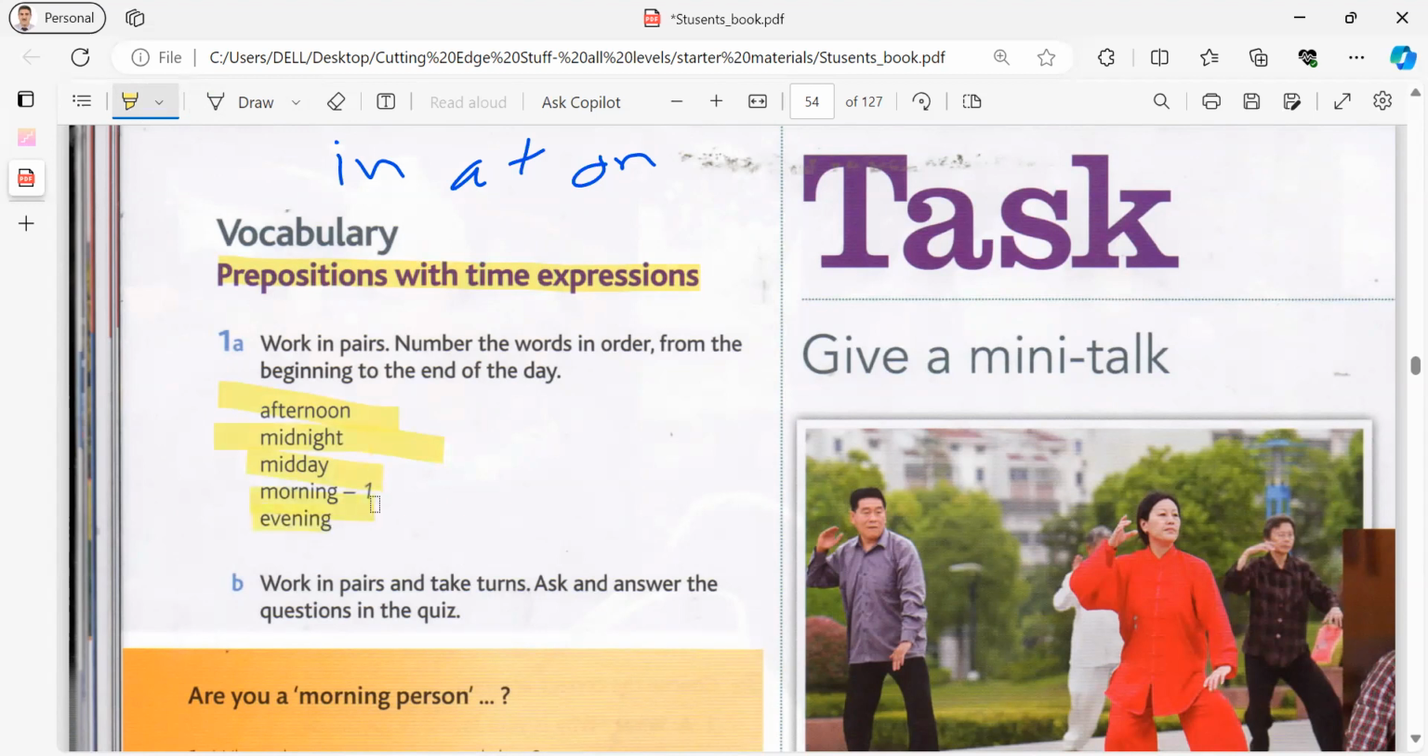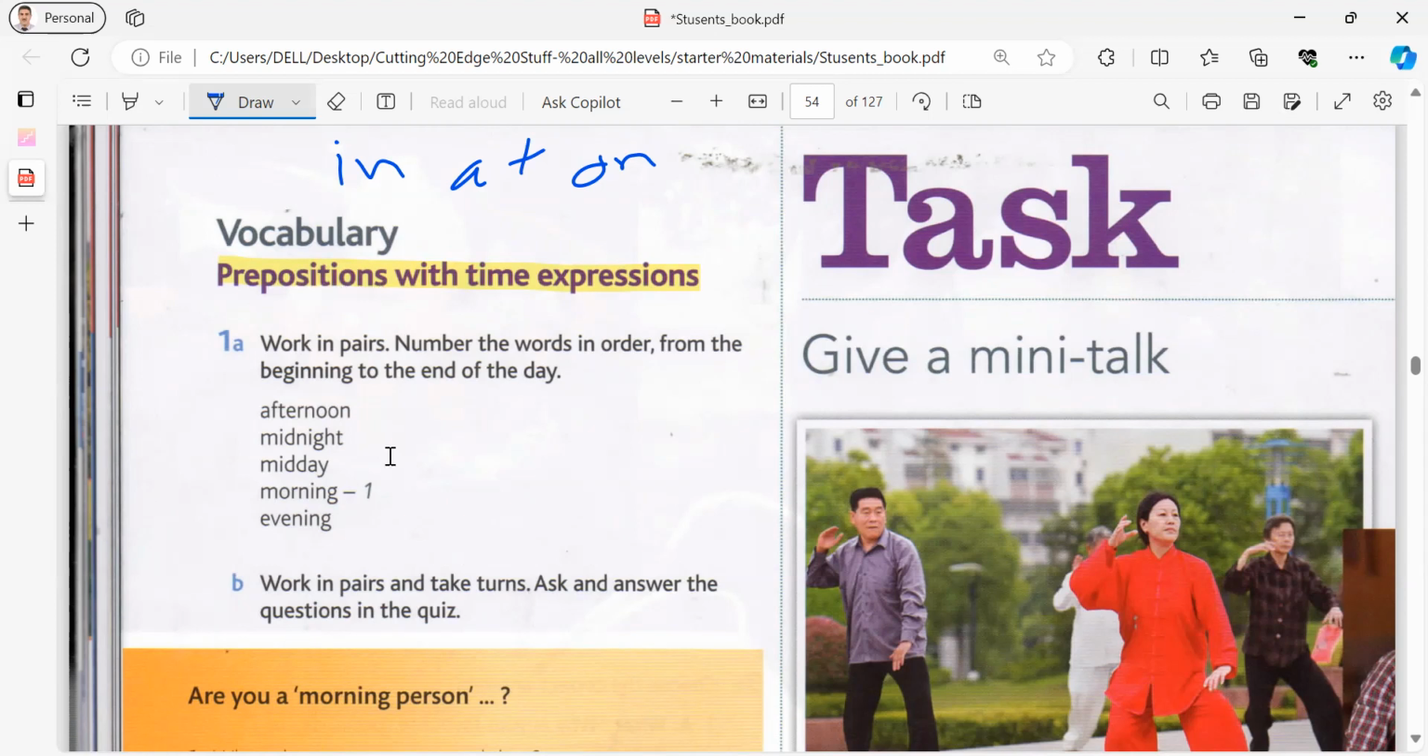How many periods are there in each day? We have morning. This is morning, number 1. Prepositions, حروف الجر. Right? So we need to order them, ya Sultan and Fahad, in order.